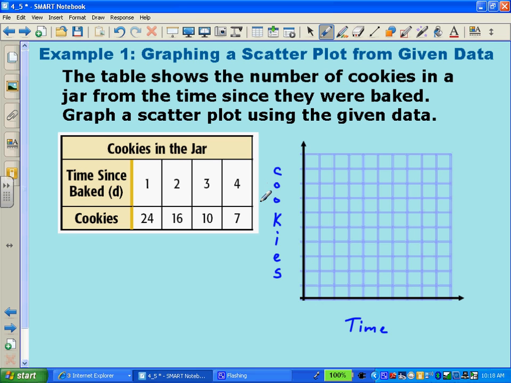Okay, so time, it looks like this is number of days since the cookies were baked. So 1 day, 2 days, 3 days, 4 days. And then how many cookies are left in the cookie jar. Looks like we have to get all the way up to 24. So let's see, let's count by threes. 3, 6, 9, 12, 15.